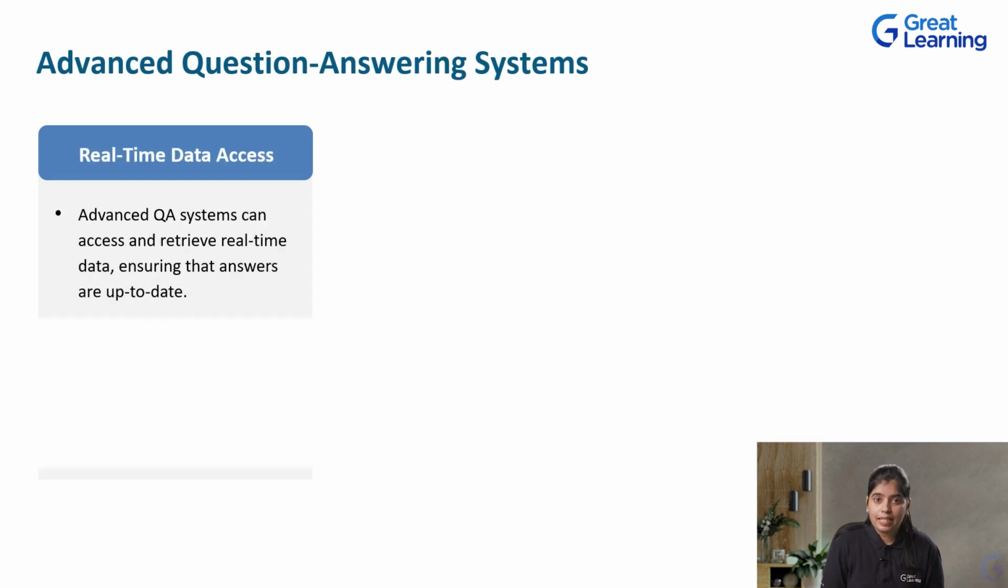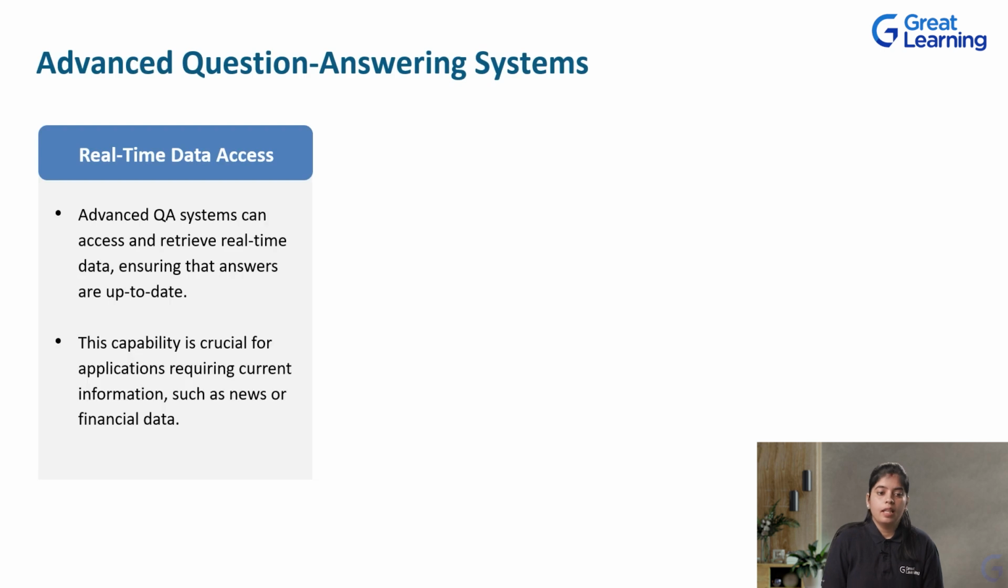Next is real-time data access. The meaning of real-time data access here is that advanced QA systems can access and retrieve real-time data, ensuring that answers are up to date. Real-time means what? Whatever you are asking, it should be up to date on a real-time basis. So whatever query you ask, based on that it retrieves the information and generates a response which will be up to date. This capability is very important for applications that require current information, for example news and financial data. Financial data, of course, should be up to date only. In the stock market, the data should be up to date.